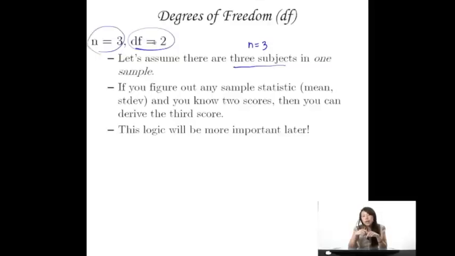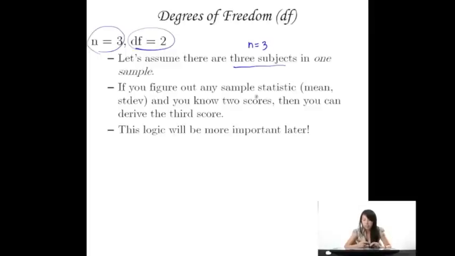But if you figure out any sample statistic, let's say the mean or the variance, then if you randomly picked 2 of those scores, you can no longer just pick the 3rd score freely. You have to pick a particular score because you already used up some of your calculations for the mean, right? So the mean will constrain which 2 scores you could pick. And this logic will become more important later.